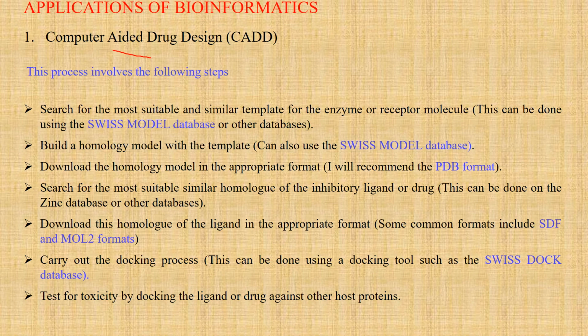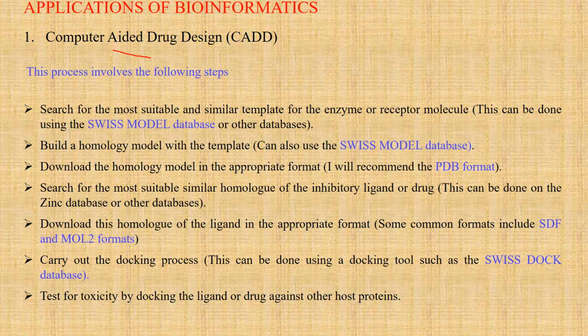Now, in the lab, you might have a target protein, okay? You have discovered a target protein in one microorganism or one pathogenic microorganism, and you want to design a drug or an inhibitory ligand against that target enzyme or receptor molecule in that organism.